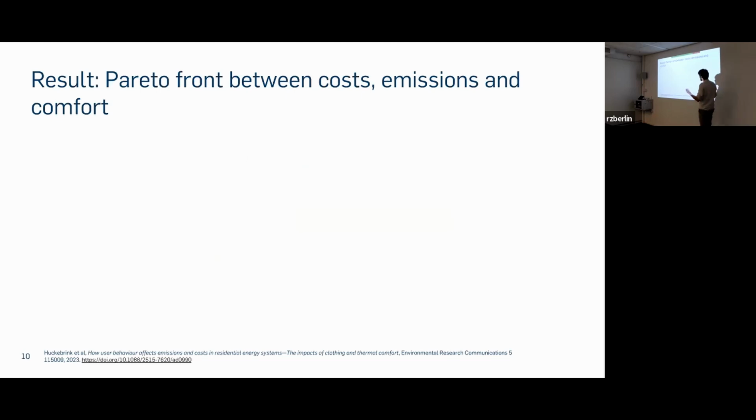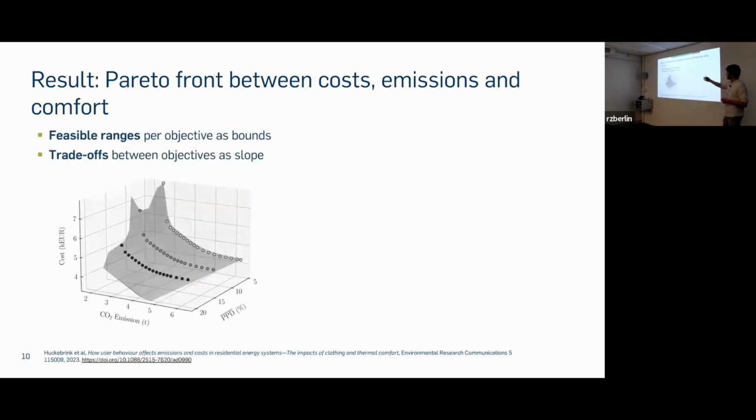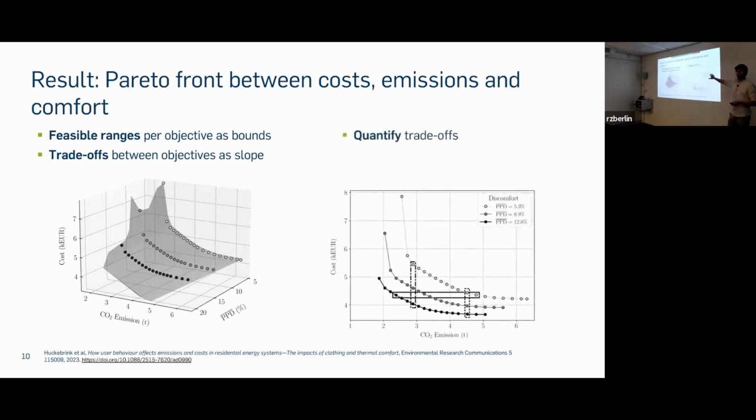A result of that is a Pareto front between these three objectives, which you see here. We can directly see from that the bounds of the front indicate what the feasible ranges are for each objective. So what's the least cost that can be achieved, what's the highest emissions, and so on. And the shape or the slope really tells us about trade-offs between the objectives. But that's very difficult to analyze because it's 3D. So we decided to cut slices indicated by these dots, slices of constant comfort, and project these into the cost-emission plane, which is what you see here now. And from there, it's much easier to quantify trade-offs.